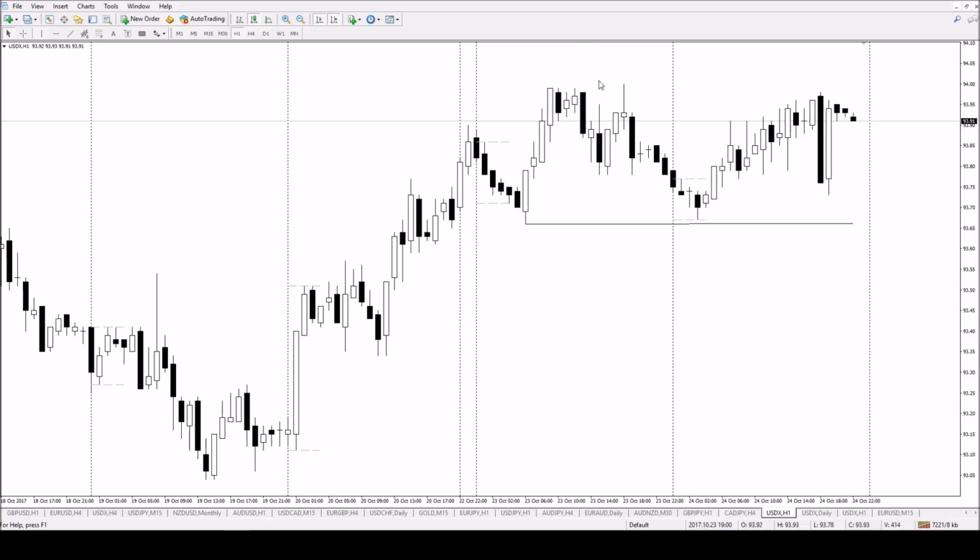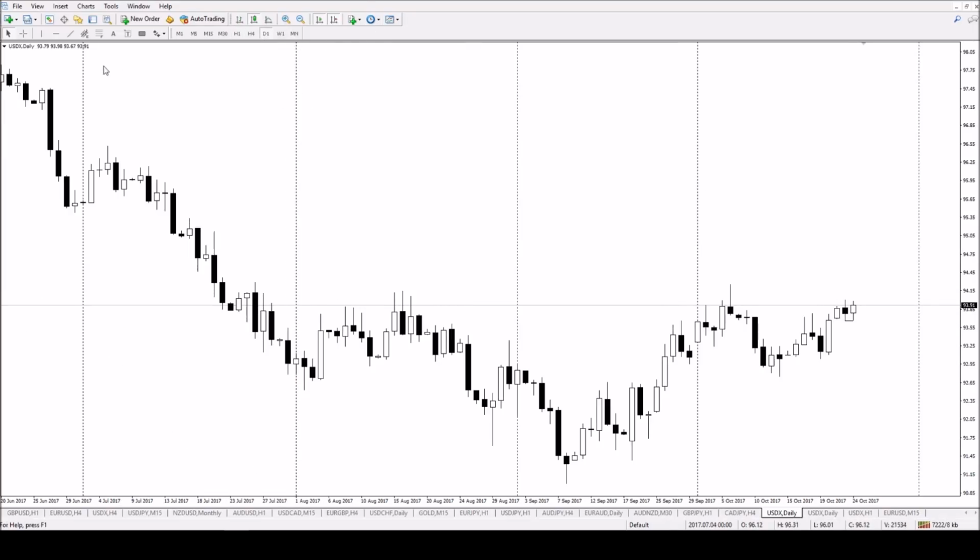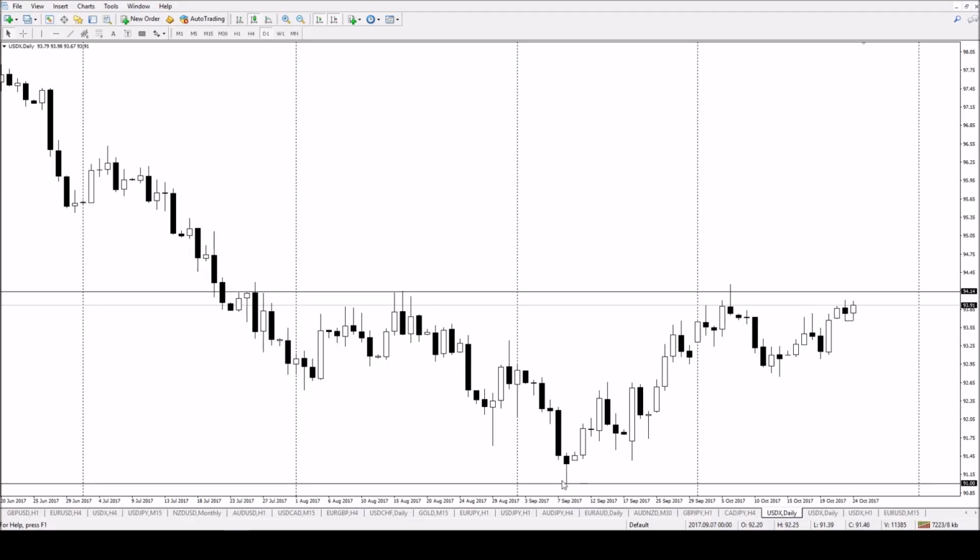We haven't made a higher high just yet. I made another higher low. So my objective, the range we're working within, is what? That high there and that high there.